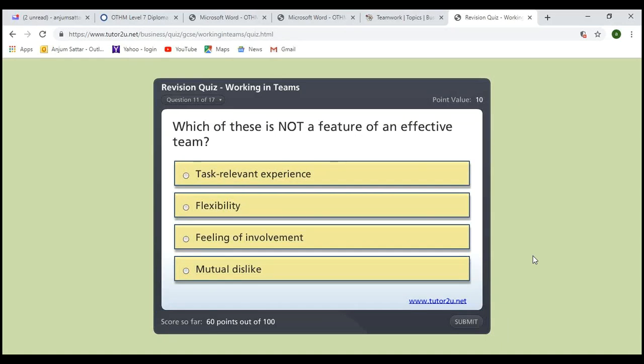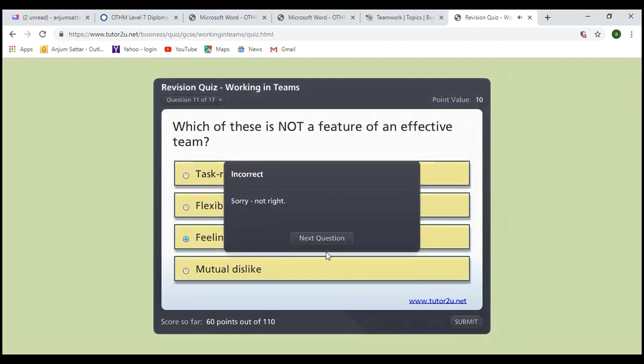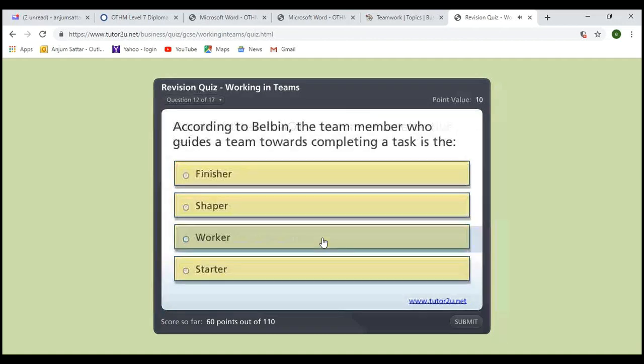Which of these is a feature of effective teams? Not, yes, just a focus on not. Feeling of involvement. So the feeling of involvement is not a feature of a team. Okay, immature dislike. Okay, that's not.